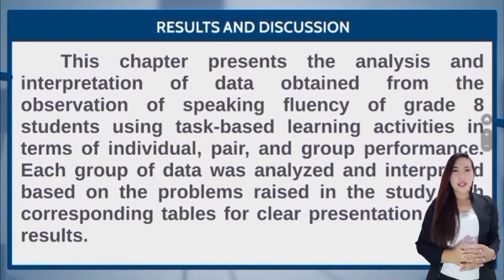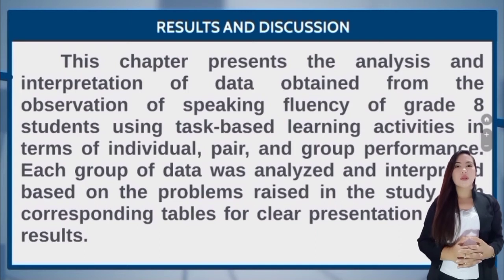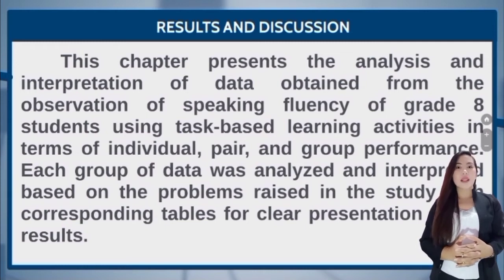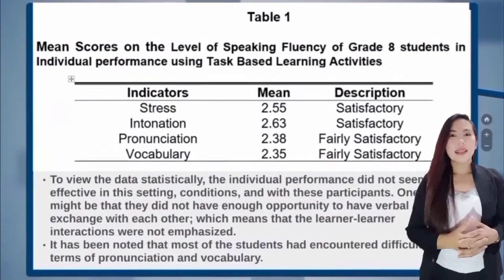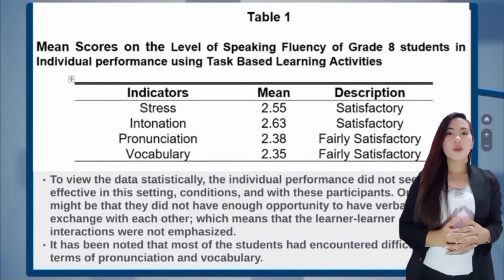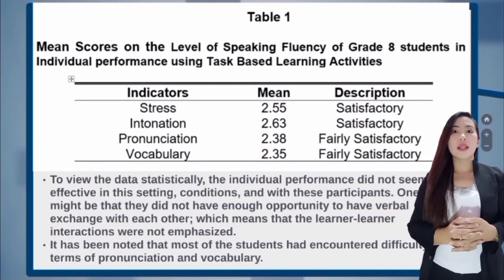Results and discussion. This chapter presents the analysis and interpretation of data obtained from the observation of speaking fluency of grade 8 students using task-based learning activities in terms of individual, pair, and group performance. Each group of data was analyzed and interpreted based on the problems raised in the study with corresponding tables for clear presentation of the result. For Table 1, it shows the mean scores on the level of speaking fluency of grade 8 students in individual performance using task-based learning activities.